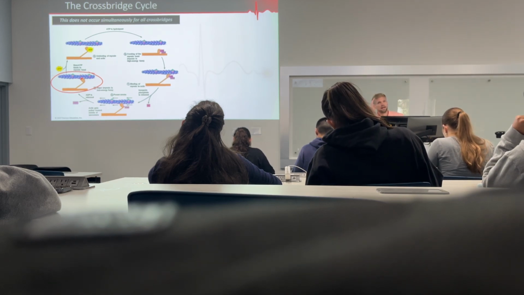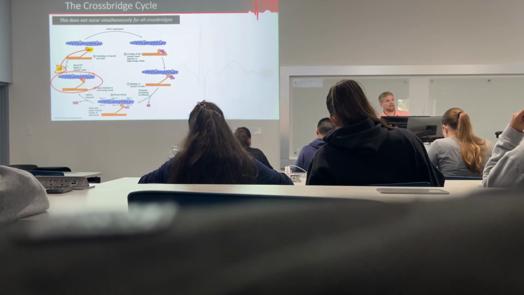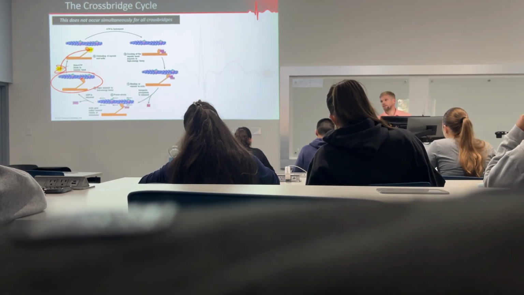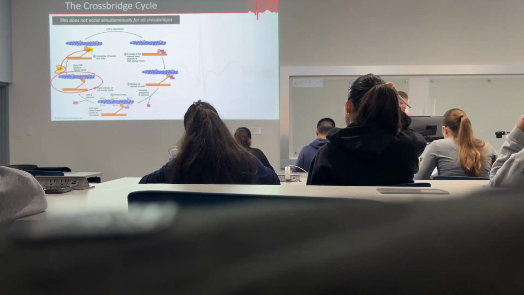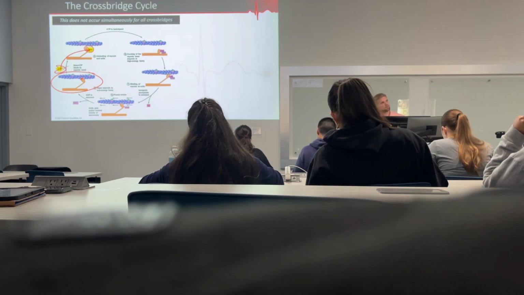And what the myosin head needs to release from actin is ATP. So what will happen is ATP will come along and bind to the myosin head. Remember, there's an ATPase site on the myosin head, meaning the myosin head can bind ATP, and that's what happens here. ATP binds to the myosin head, and when ATP binds, that's what allows the myosin head to release from actin.